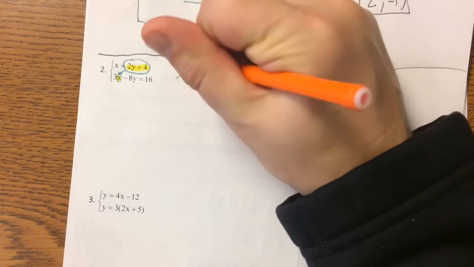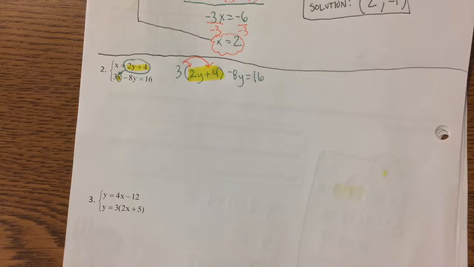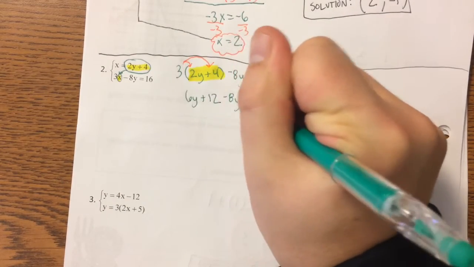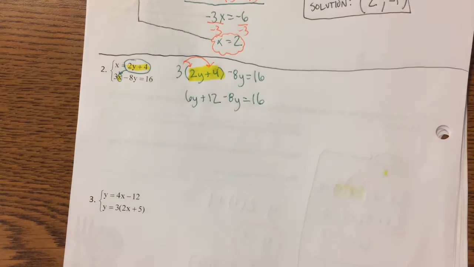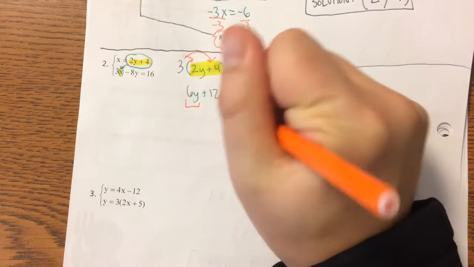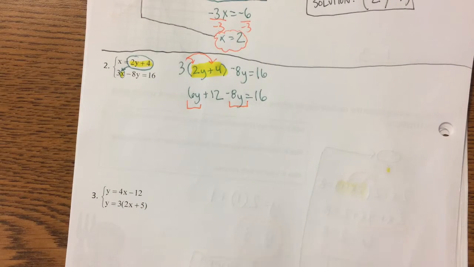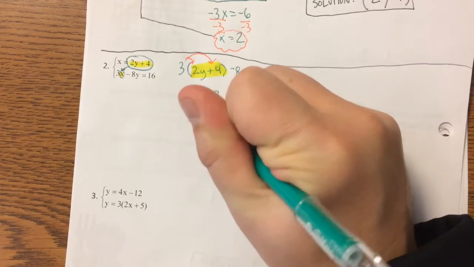I'm going to distribute the 3, which gives me 6y plus 12 minus 8y equals 16. And hopefully what you're starting to see is that we're doing the same steps on each of these problems, right? You do the substitution step, distribution, combine like terms, etc. For the combining like terms step, I've got 6y minus 8y, which is negative 2y.